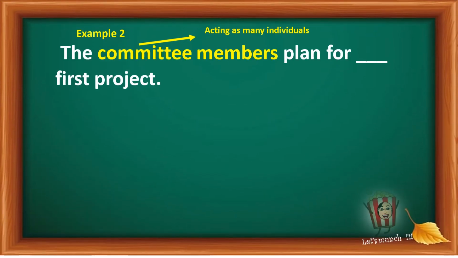What if the collective noun is acting as many individuals? Say, the committee members plan for blank first project. Should we use its or should it be their? The correct answer would be their. Say, the committee members plan for their first project.